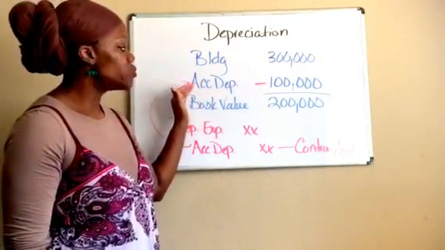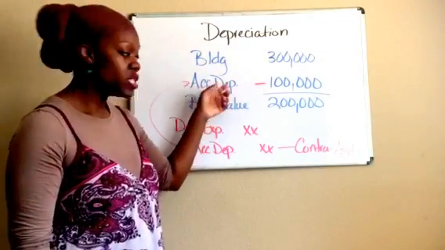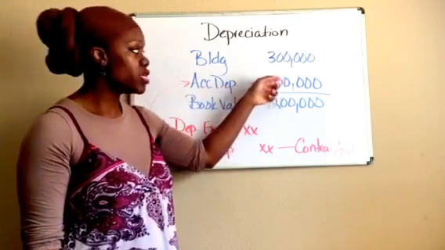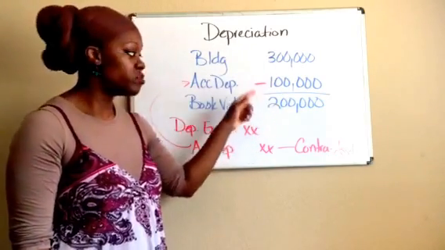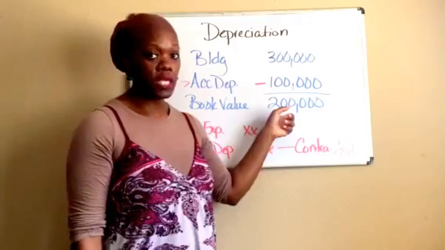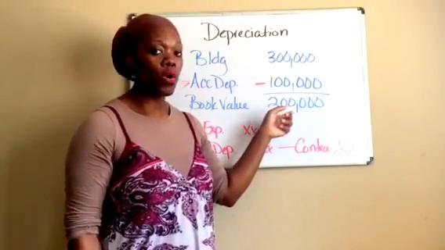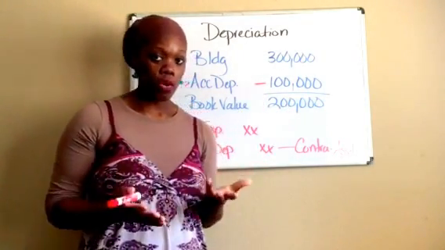So what's going to happen is we're going to slowly increase this amount of accumulated depreciation so we can slowly bring down the value of this building. Eventually, our book value is going to get to zero because it's not going to be worth anything anymore, right?